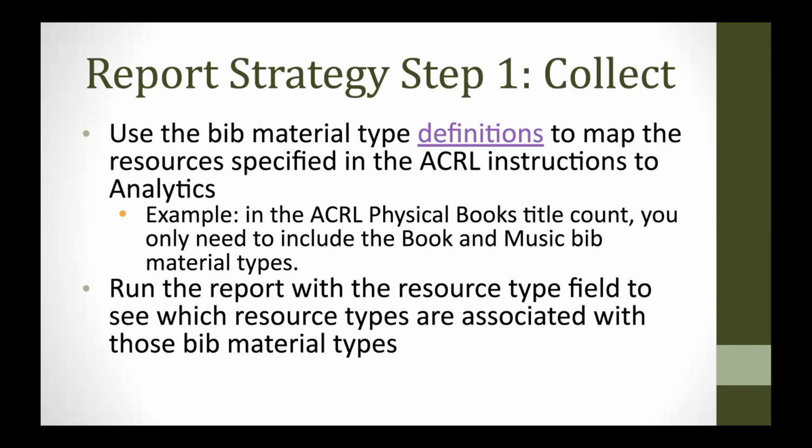So for example, in the ACRL physical books title count, you only need to include the book and the music bib material types. Then run the report with the resource type field included with those bib material types that you chose to see which resource types are associated with those bib material types. And there will be a few for each bib material type.